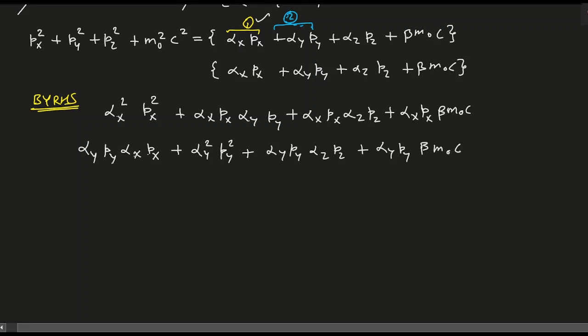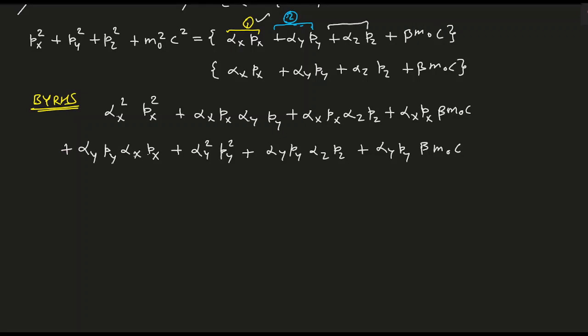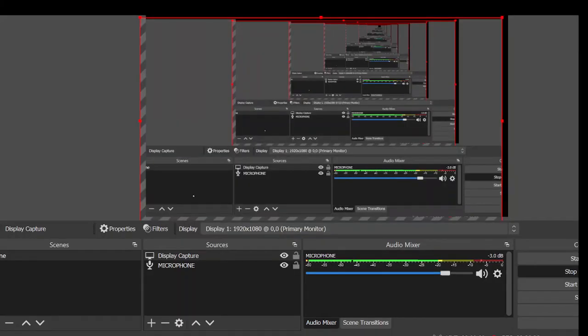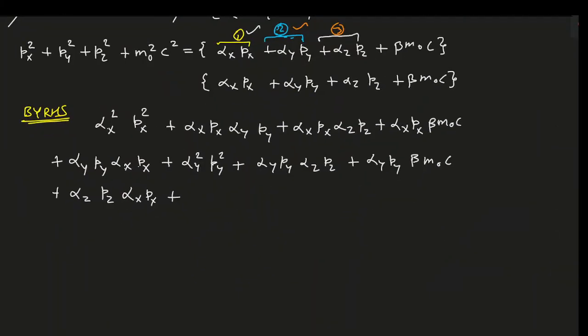Fine. So now it's turn to multiply the third term. So now you will multiply the third term with all of the four terms. So you will be having alpha z p z alpha x p x, plus alpha z p z alpha y p y, plus alpha z squared p z squared, plus alpha z p z beta m naught c.